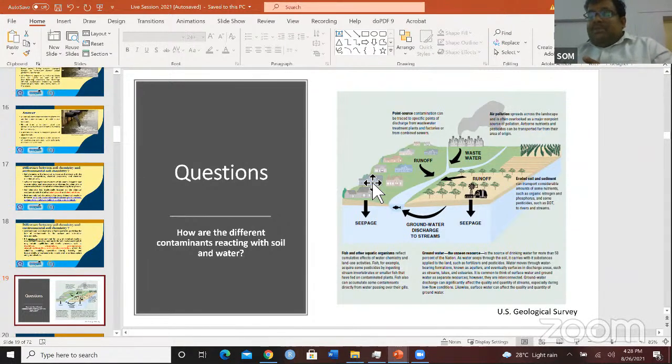Some species will be more toxic in their oxidized states. Some species will be more harmful in their reduced states. So depending on different factors, they will react with the soil and water, and ultimately they will pollute the environment.